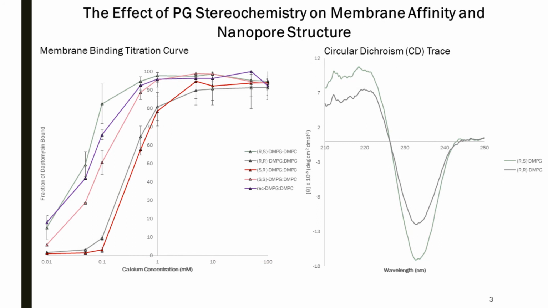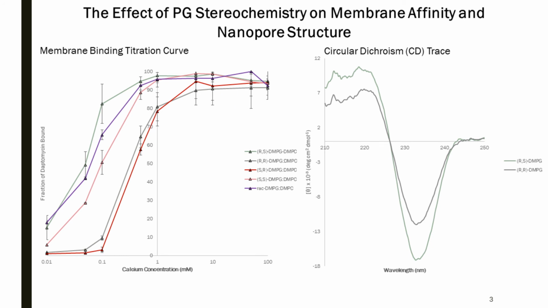Monitoring the fluorescence emission at various calcium concentrations yields a titration curve with an endpoint that is proportional to the delta G of the membrane binding and octamer formation process. From this experiment, we can clearly see that DAP's membrane affinity is strongly affected by PG stereochemistry.